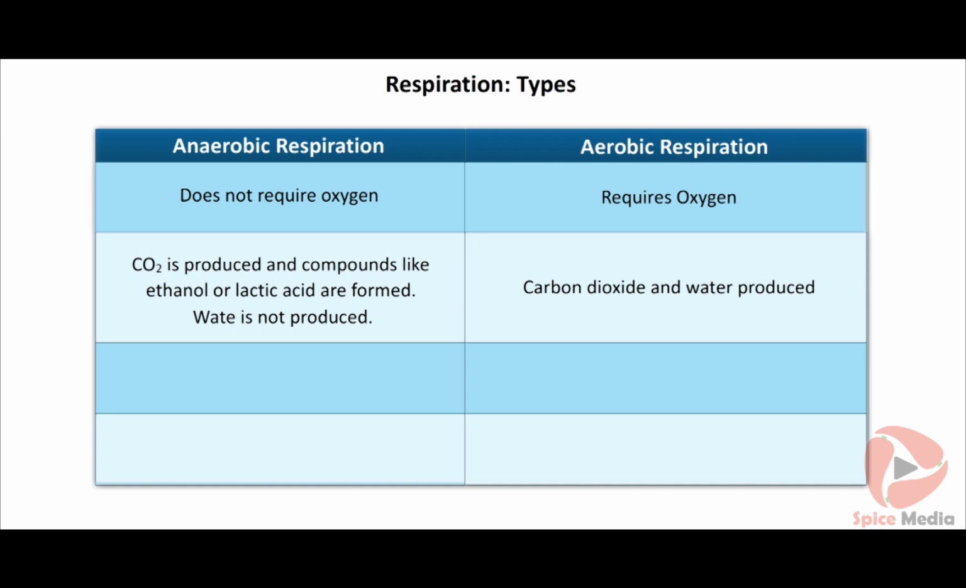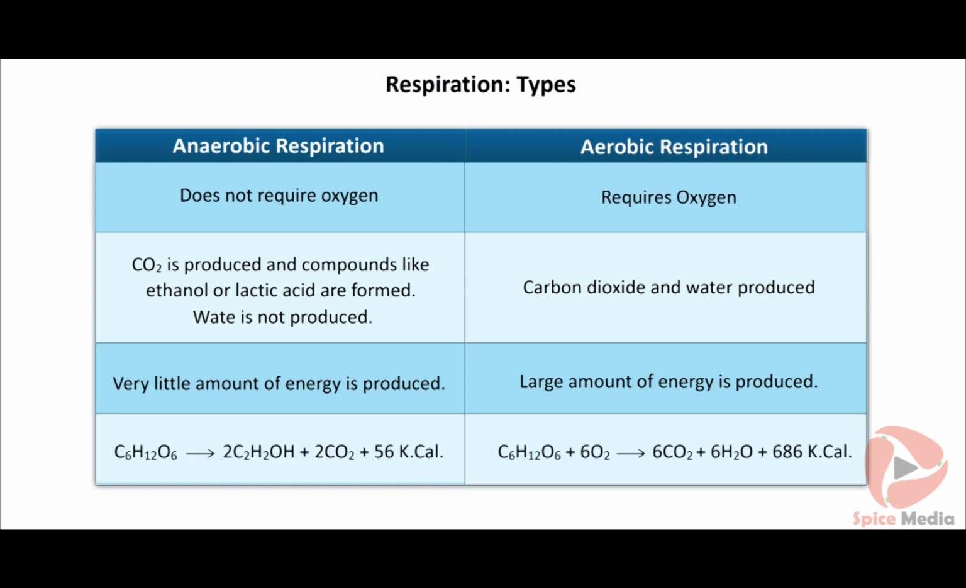Carbon dioxide and compounds like ethanol or lactic acid are formed during anaerobic respiration. Water is not produced. Carbon dioxide and water are produced as a result of aerobic respiration. Due to incomplete oxidation of glucose, a very small amount of energy is produced during anaerobic respiration. Due to complete oxidation of glucose, a large amount of energy is produced during aerobic respiration.